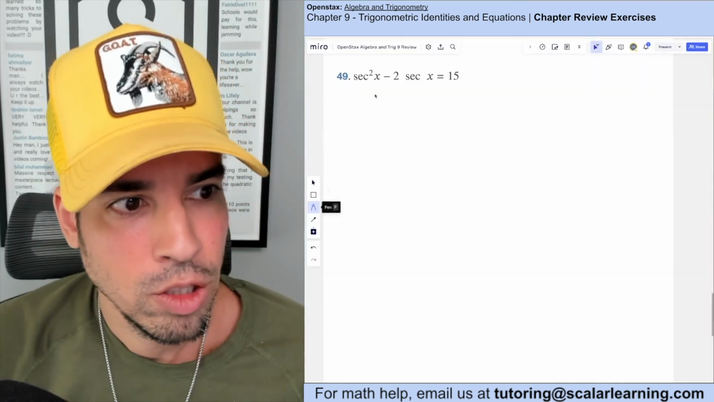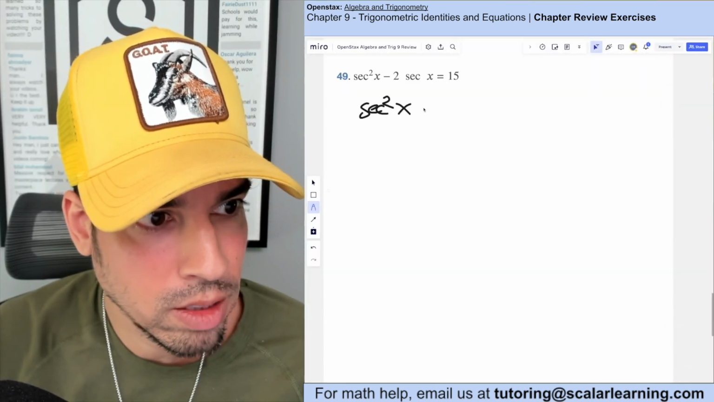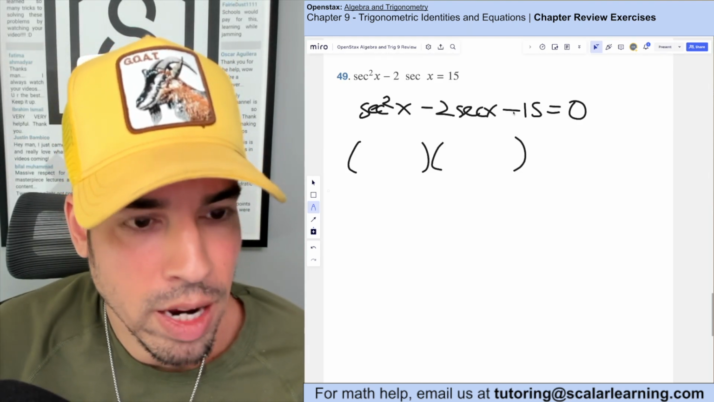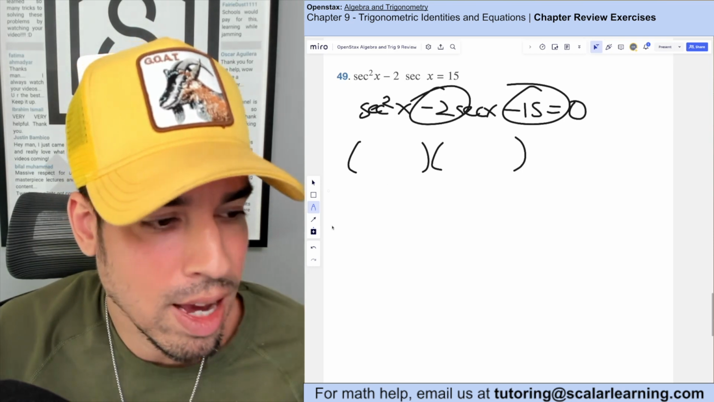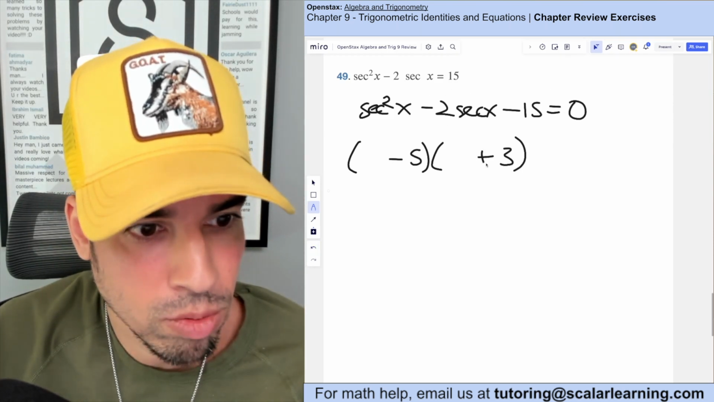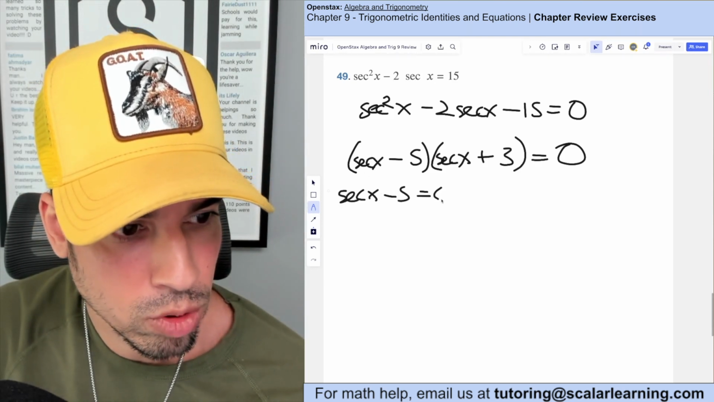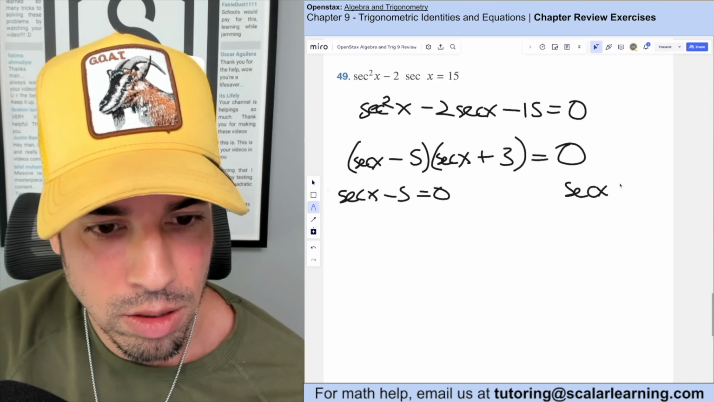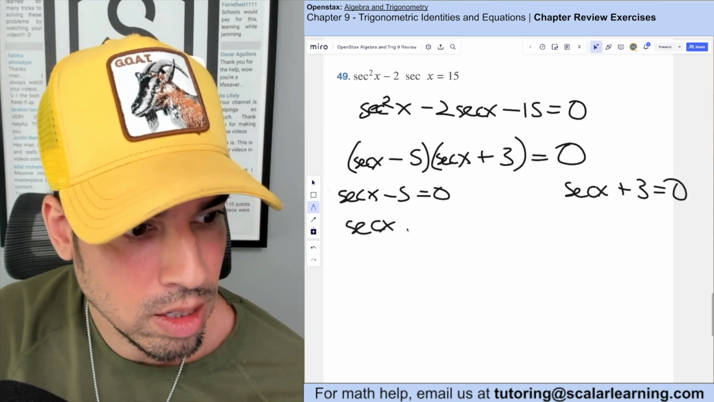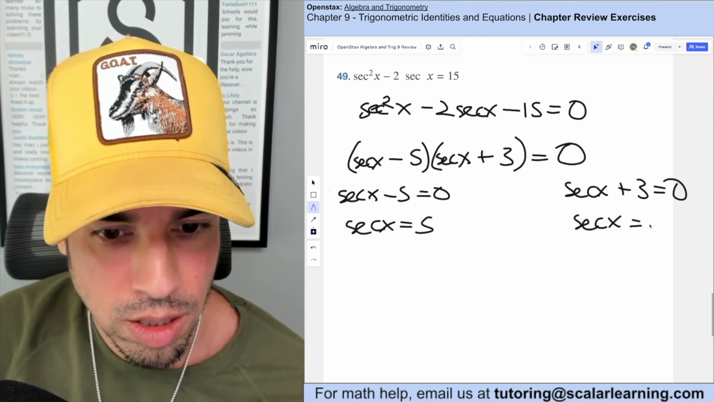Done. So for this one, we're going to start by setting everything equal to 0 by subtracting both sides by 15. Then we're going to see if this is factorable, right? So are there any two numbers that multiply to this and add to this? And there are. It's negative 5 and positive 3. So now I got two equations. I got secant of x minus 5 needs to equal 0, and secant of x plus 3 needs to equal 0. So we're going to isolate secant of x equals 5, and secant of x equals negative 3.